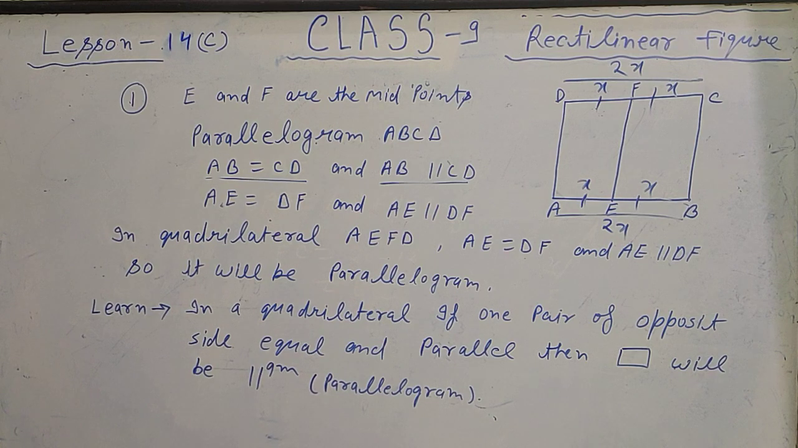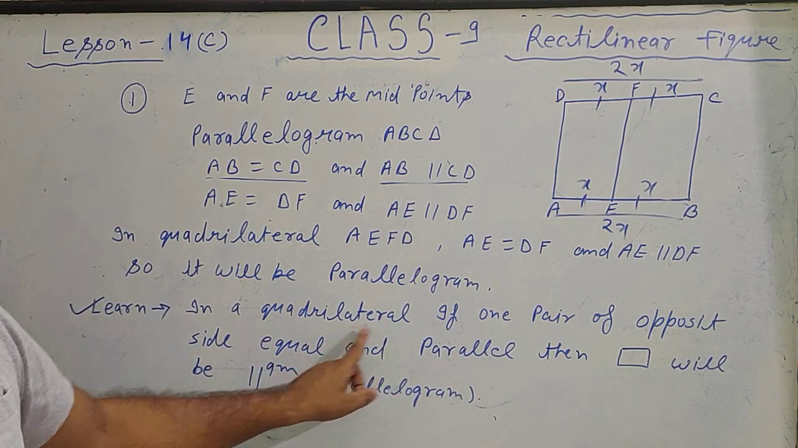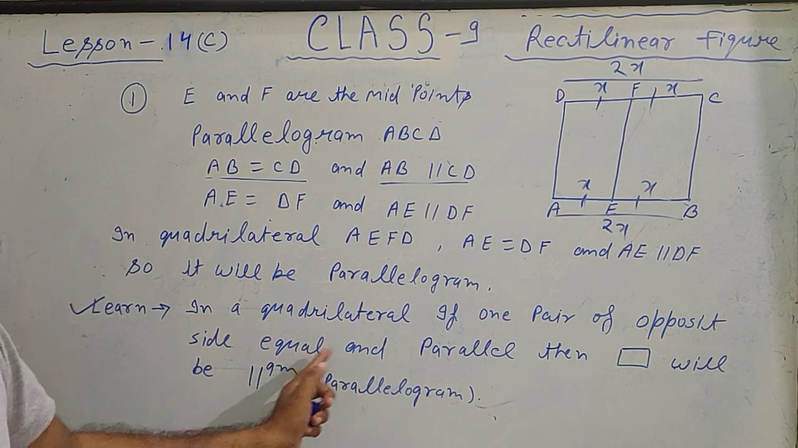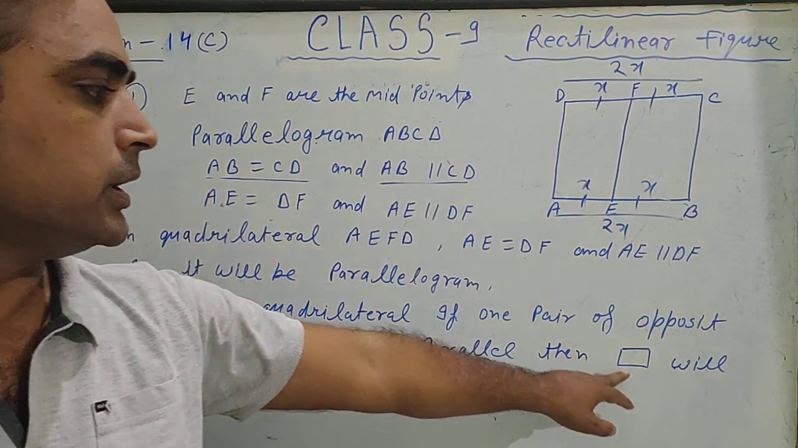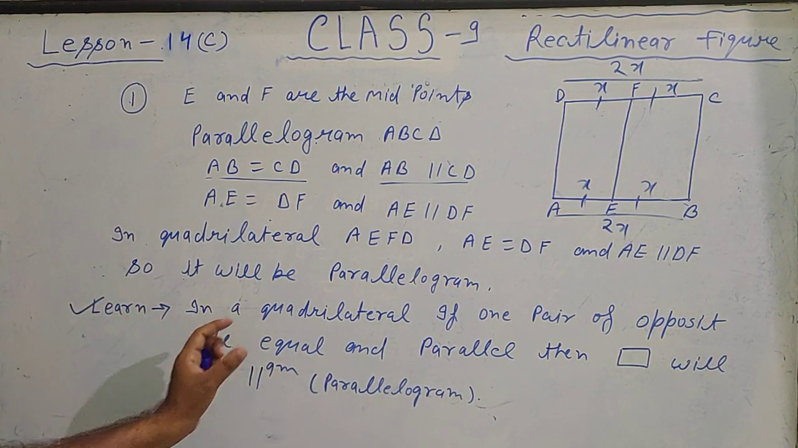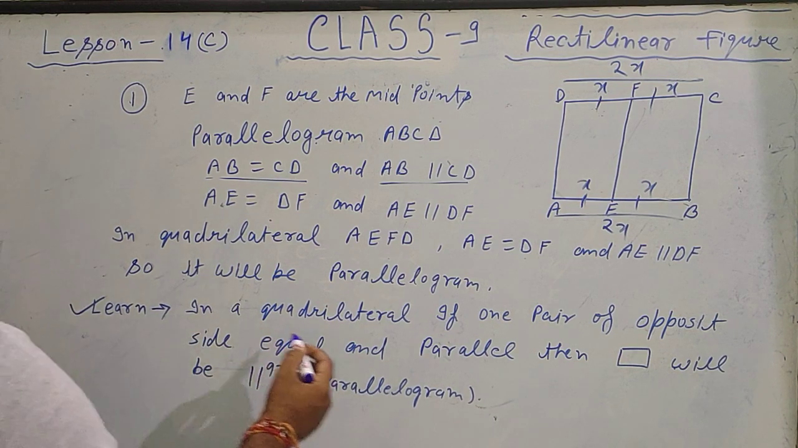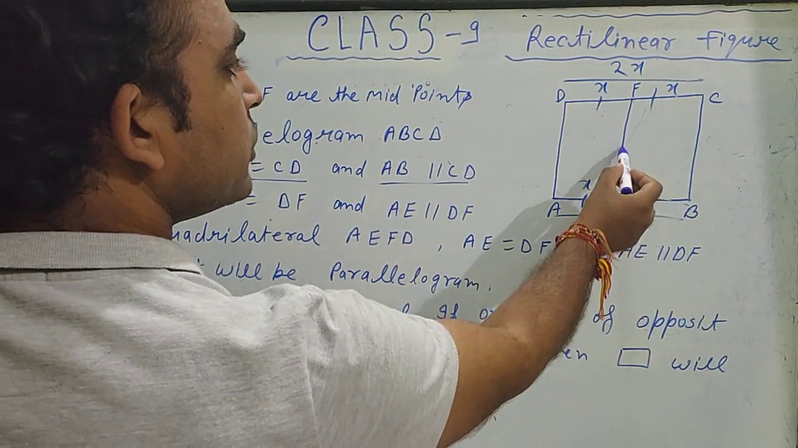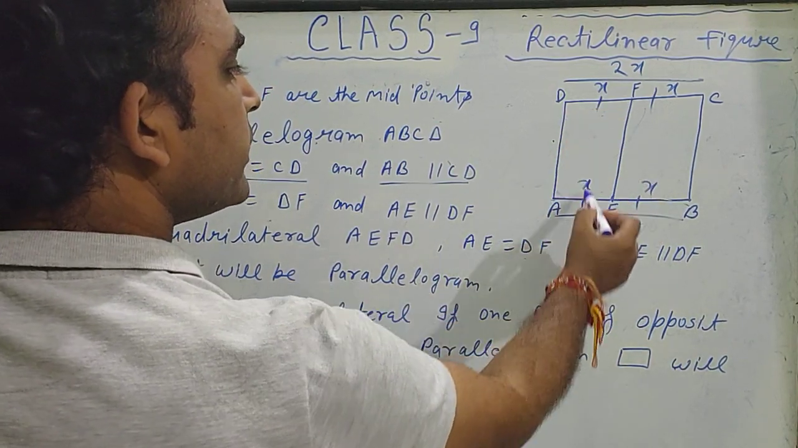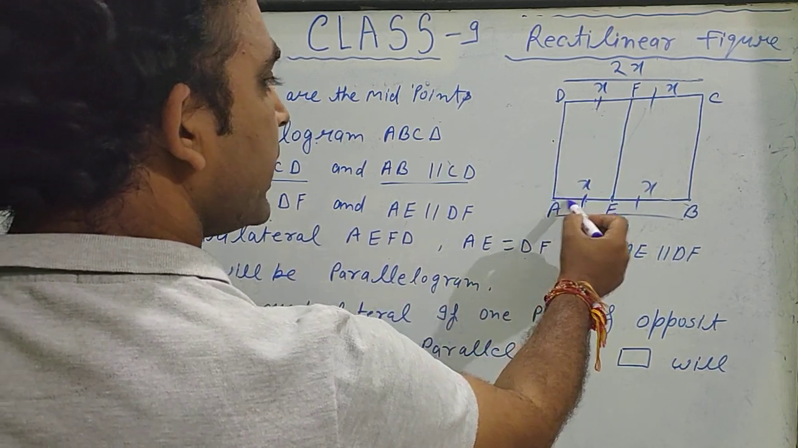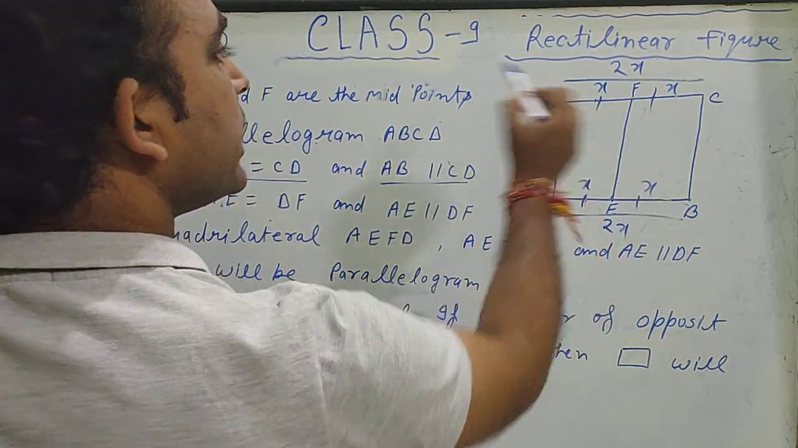Now you have to learn one point. In a quadrilateral, if one pair of opposite sides is equal and parallel, then this quadrilateral will be a parallelogram. You have to learn this point, it is very important, and it will be used in many questions. Quadrilateral means four sides, 1, 2, 3, 4. In a quadrilateral, if one pair, this side is equal to this side and this side is parallel to this side, then AEFD will be a parallelogram.